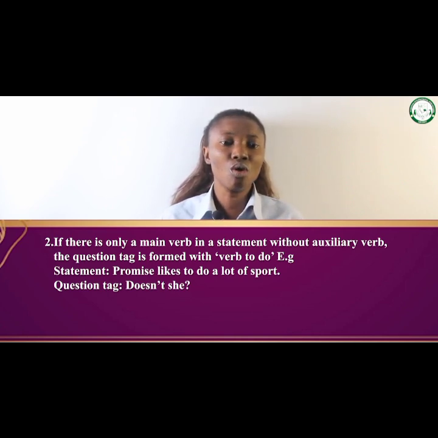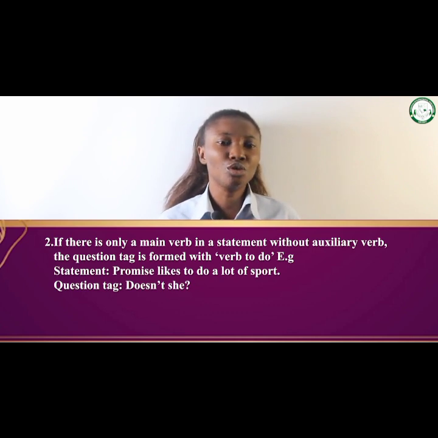If there is no auxiliary verb in a sentence, if the verb is the main verb, then when you form the question tag, you use the verb to do. What is the verb to do? Examples: do, does, and did.